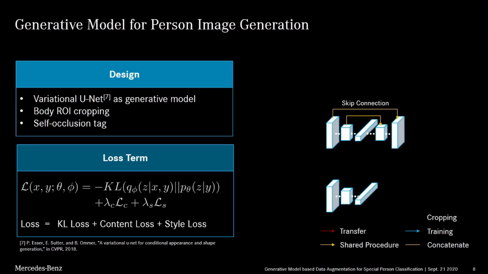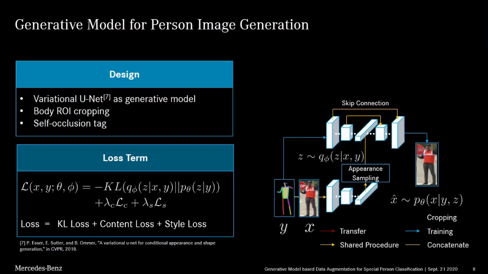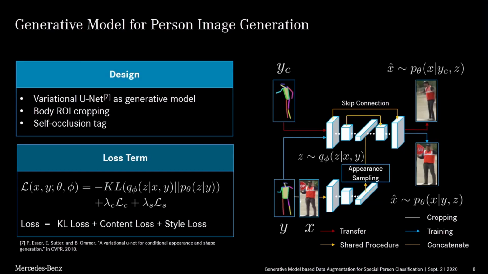Our person image generation consists of two phases, the training phase and the transferring phase. The process is shown in the image on the right. For the training phase, given an image X and its corresponding pose Y, the appearance Z is sampled from X and Y. The reconstructed person image X hat is generated conditioned on Y and Z. For the transferring phase, additionally, the target pose YC is given. The synthesized person image X hat is now generated conditioned on YC and Z. The training loss is the weighted sum of the KL losses, the content reconstruction losses, and the style reconstruction losses.